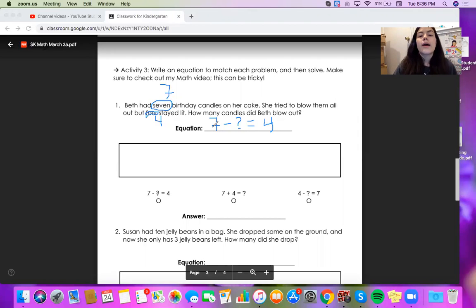Now we're going to go ahead and solve it. So 7 minus something equals 4. We need to find out what that something is, which means we're missing one part, right? 4 plus something will make 7. So 4 is a part. We have to find out what the other missing part is to make the whole number of 7. Let's start off by drawing our whole number.